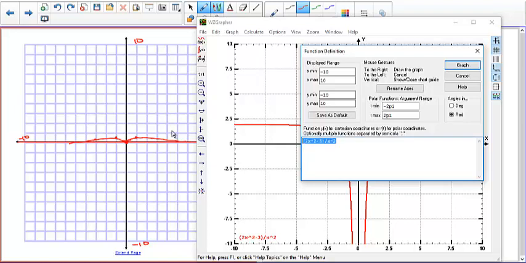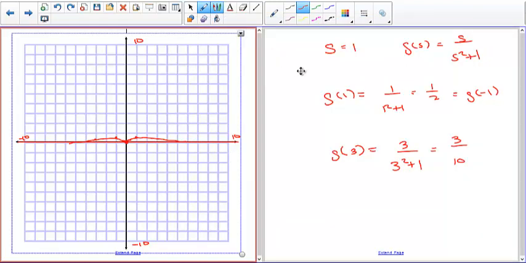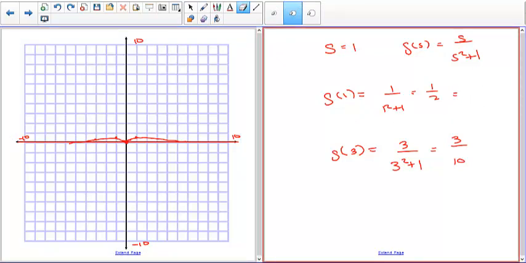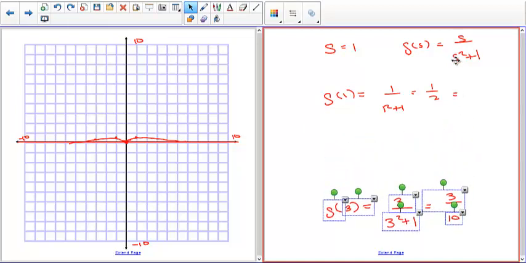So instead of s, I'm going to use x. So we have x over x squared plus 1, and we graph it. And yeah, it actually isn't symmetric like I thought it was. I was assuming that was true, but I should have realized. Now that I think about it, when this becomes squared, it doesn't change sign, but this one does.